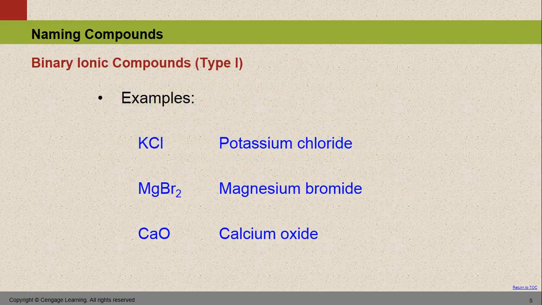For example, we have KCl. K is the symbol for potassium, and Cl is the symbol for chlorine, so the name of this compound is potassium chloride. MgBr2 is magnesium bromide. Magnesium would be the metal, and bromine would be the nonmetal. And then CaO is calcium oxide, calcium being the positively charged metal ion, and oxygen being the negatively charged nonmetal ion. So you can see you just name the first element and then add "ide" to the second element.